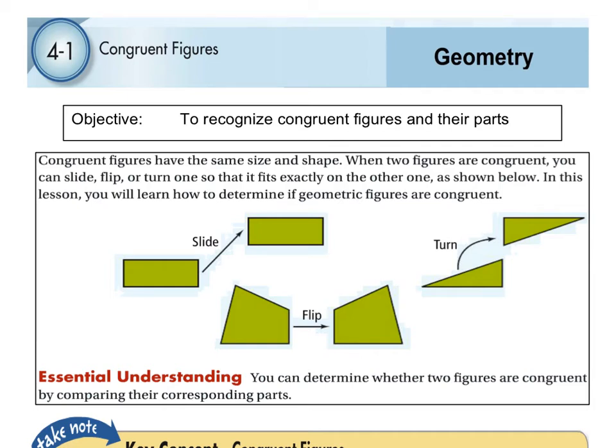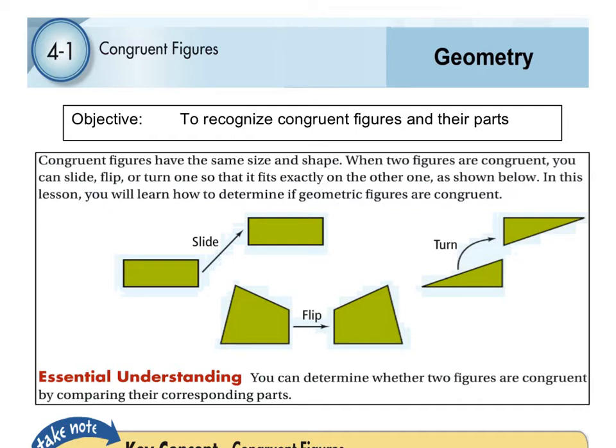This is the introduction to section 4.1, congruent figures. One objective here with section 4.1 as we start a new unit is to recognize congruent figures and their parts. We're going to talk about what congruent figures are and how you are able to identify them. So, congruent figures have the same size and the same shape.